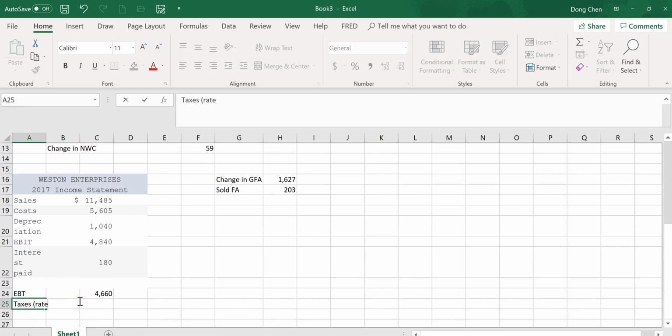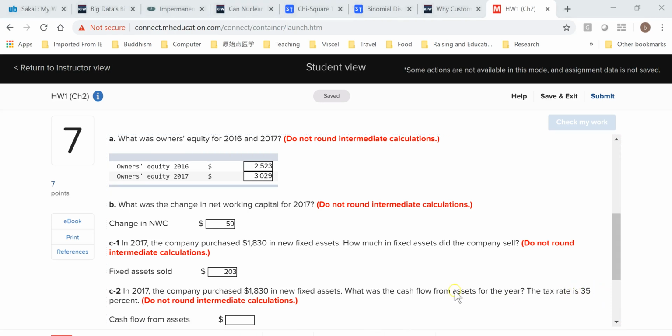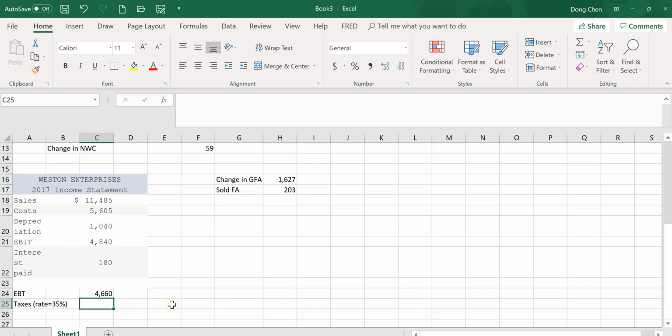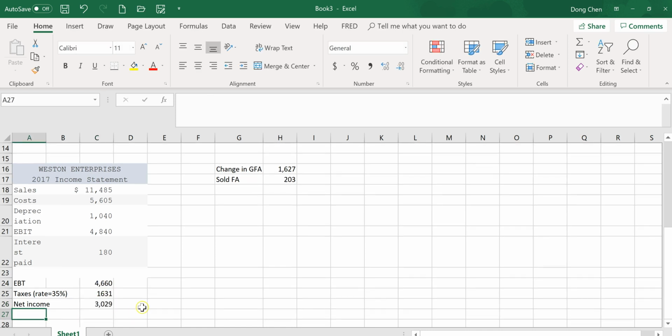Given the tax rate is 35%, right? If you go back, double check the tax rate, yes, 35%. So the tax is simply the EBT multiplied by the tax rate. And then net income is simply the difference between the EBT and the taxes.